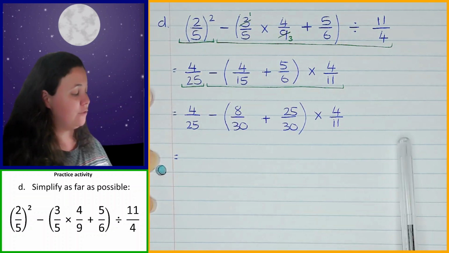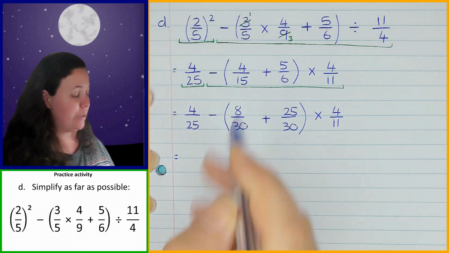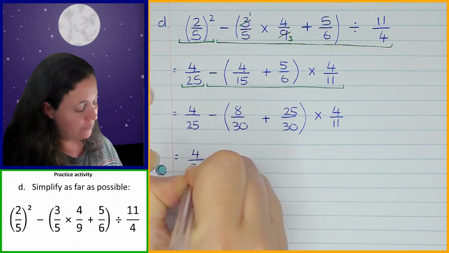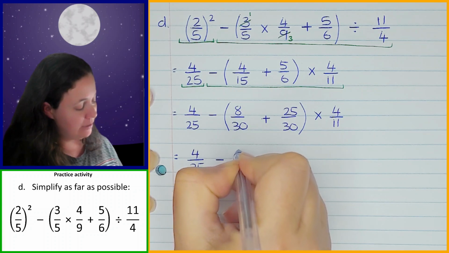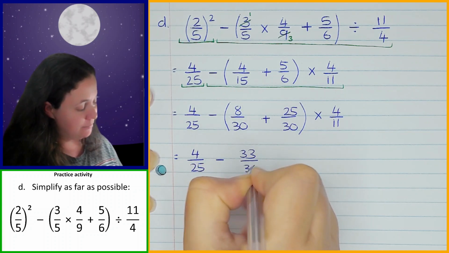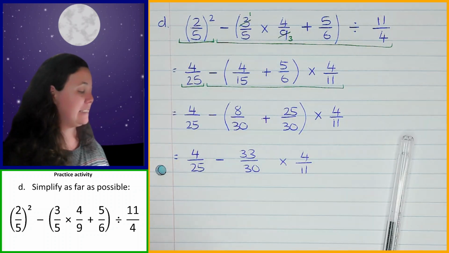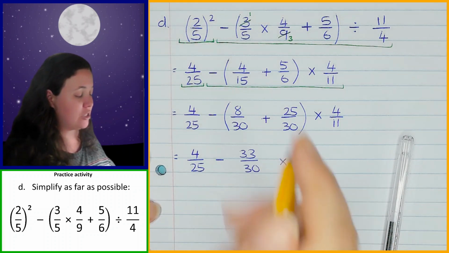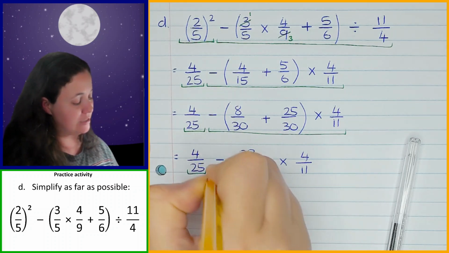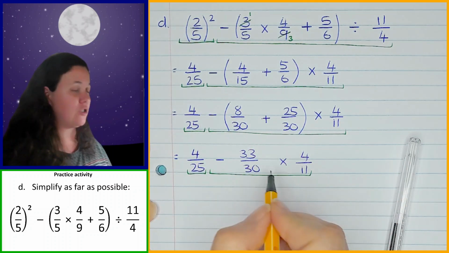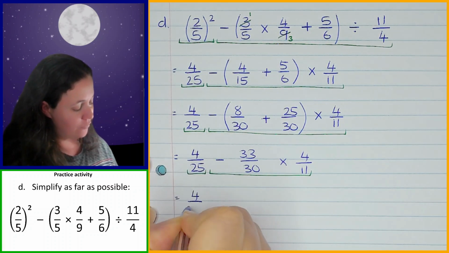Okay, so now I can finish the addition inside the brackets over here by adding my numerators and keeping the denominator the same. So I've got 4/25 minus 8 plus 25 is 33/30 times 4/11. Okay, so now we can finish simplifying this term over here. So remember, this term over there, we didn't need to do anything else, but that we had to still do. And over here, we still don't need to do anything, but this one, we still have to do our multiplication. Okay, so now I've got 4/25.